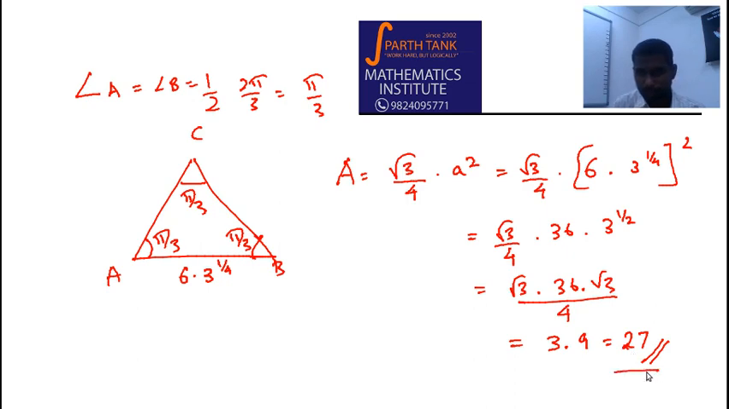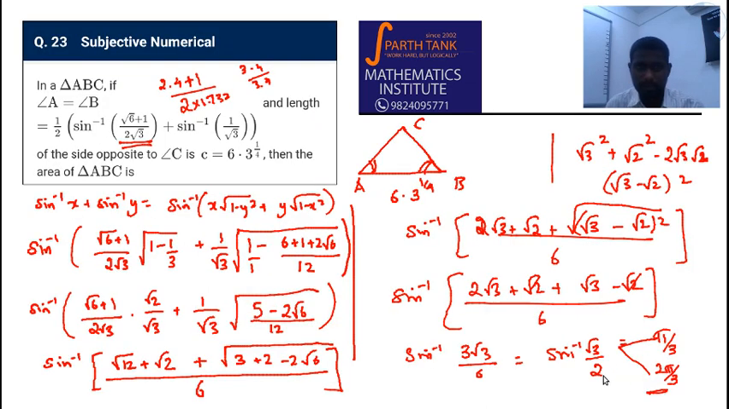Quite simple. So the answer is 27 square units. Remember, there are two very important things here. One is to simplify this using this idea. Rewrite this as 3 plus 2, and this is root 3 square, root 2 square, and this is root 3 into root 2. So a square plus b square minus 2ab form. So that way you can come out of this.